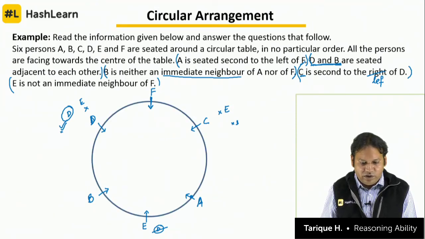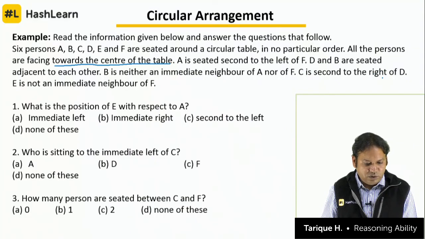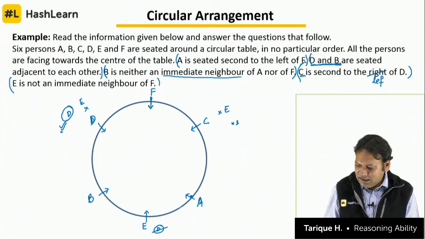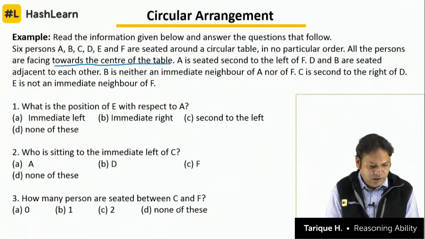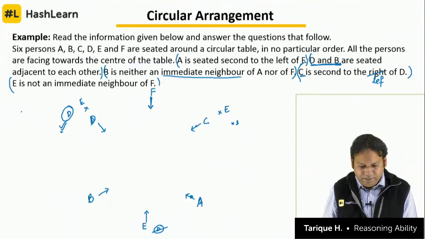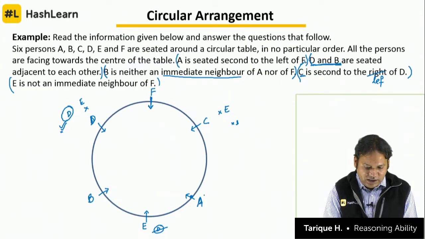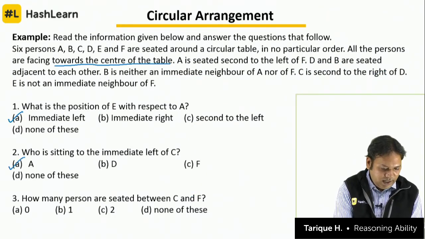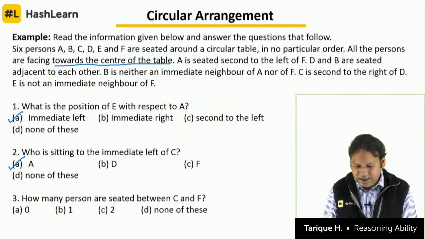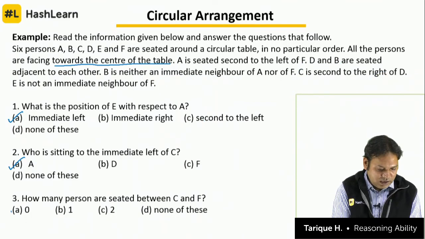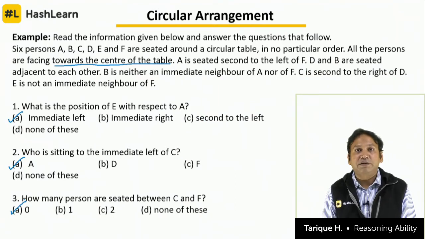We have got our order. So what will be the answer? What is the position of E with respect to A? E with respect to A is immediate left. So immediate left will be the answer. Who is sitting to the immediate left of C? If you look at immediate left of C, the answer is A. And how many persons are seated between C and F? Between C and F there are 0 persons. So we get the answer for the 3 questions.